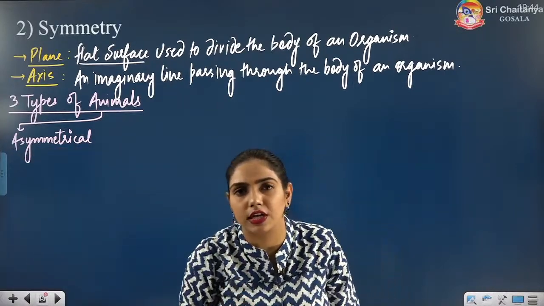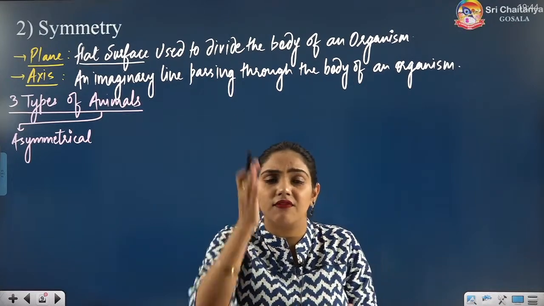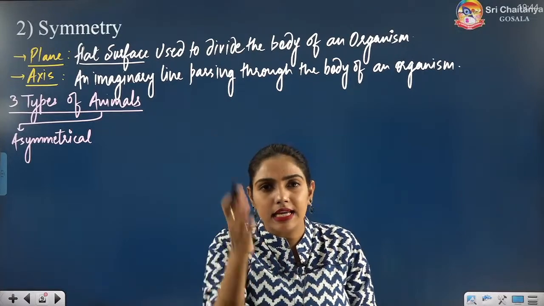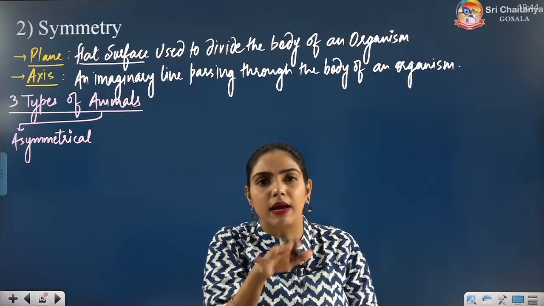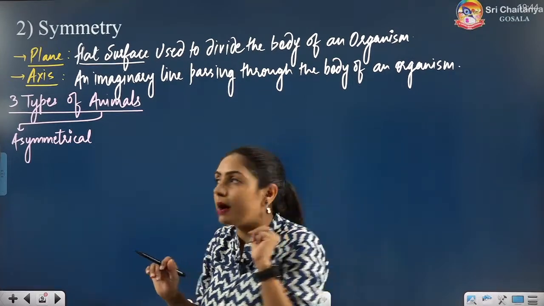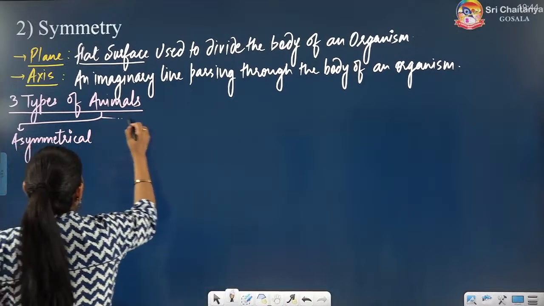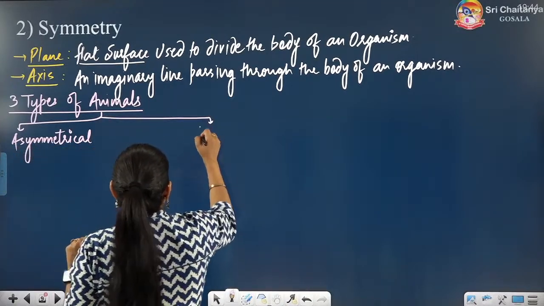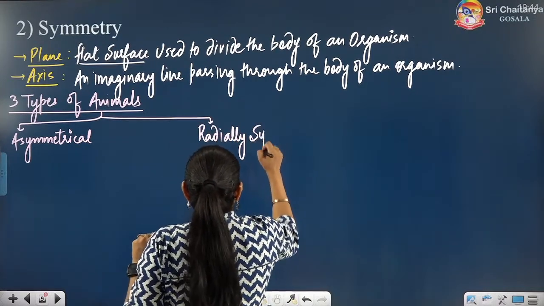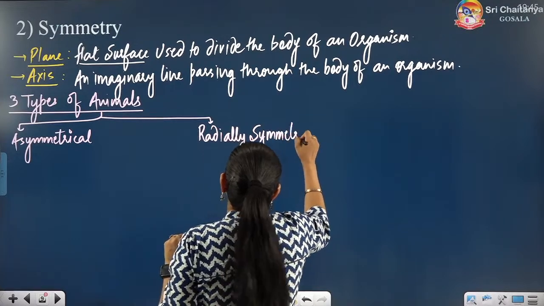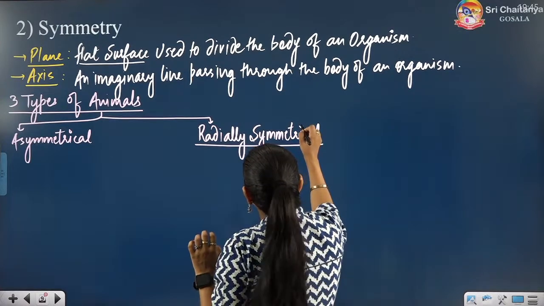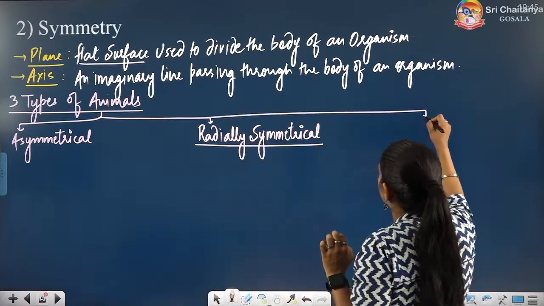This is the actual definition: if we cut the body of the organism by any plane, by any axis, and still cannot divide the body into two equal parts, then those animals are asymmetrical. Some of the animals are radially symmetrical. Radially symmetrical animals can be divided into two equal parts by any plane. If we cut them by any plane, they will be divided into two equal parts.